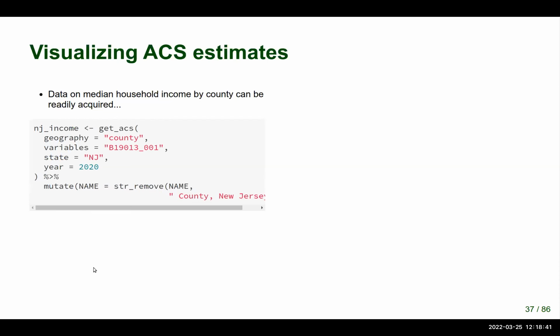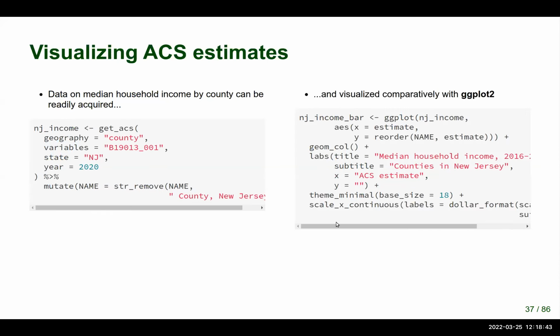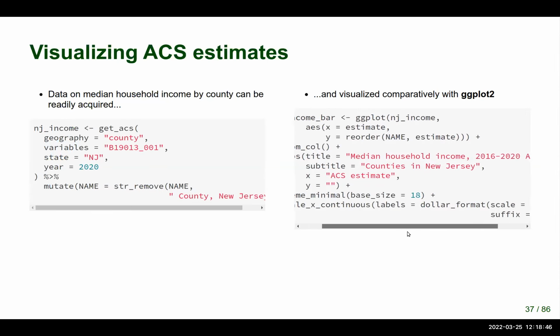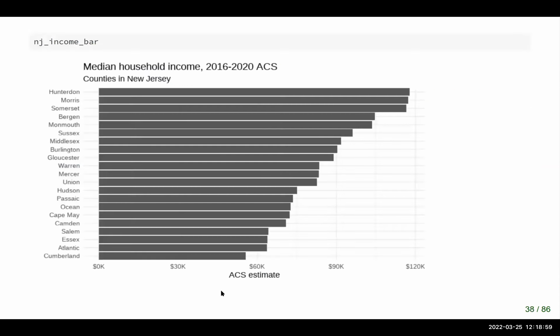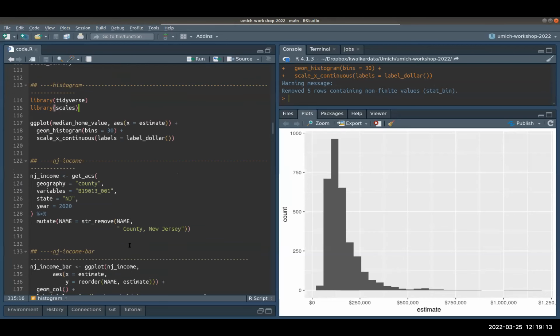cluttering up our plot. We can then pass that to ggplot2, and this draws on an example that we covered really in the first workshop. So let me jump over here to RStudio in just a moment and talk through it. We'll be generating a plot that looks like this, that shows a ranking of counties by median household income in New Jersey from the 2016 to 2020 ACS. So let's go over to RStudio and let's create that.